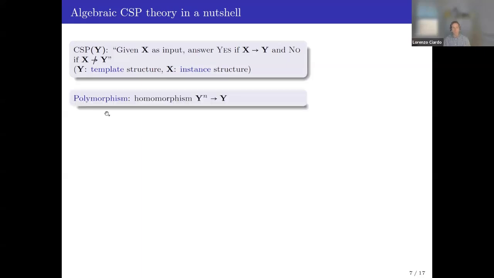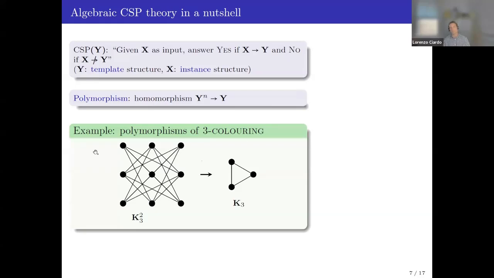The key object of CSP theory is the notion of polymorphism, which is actually a very simple notion. It is just a homomorphism from some power of Y, the direct power or categorical power, to Y itself. For example, let's look at 3-coloring, the CSP parameterized by the 3-clique, the triangle. What is a polymorphism of 3-coloring? It's going to be a homomorphism from some power of K3, for example K3 squared, which is this graph here, to K3. Or in other words, it's just a 3-coloring of this bigger graph here.